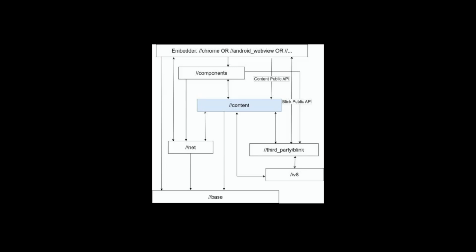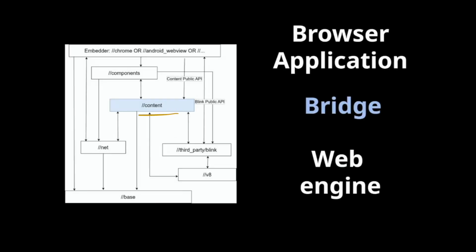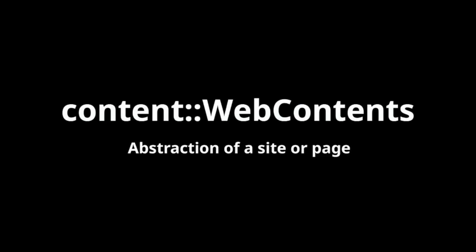In previous videos, I referred to this architecture diagram. And the answer is in this diagram again. The content layer bridges browser application and web engine. So if you're going to make a browser, which embeds web engine, all you need would be in the content layer. So, in this layer, web contents is the core object.